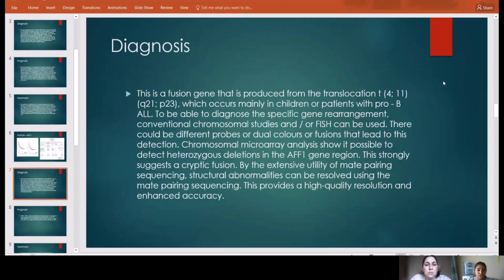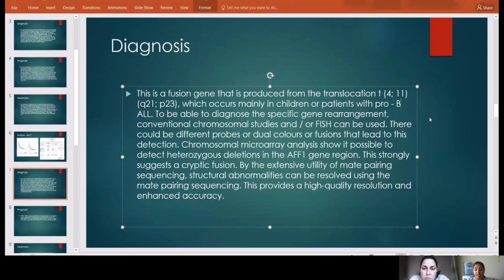This is a fusion gene that is produced from the translocation with chromosomes 4 and 11 involved. It occurs mainly in children or patients with pro-BL. To be able to diagnose the specific gene arrangement, conventional chromosomal studies of fluorescence in situ hybridization can be used. They could be different colors, probes, or dual colors or fusions that lead to this detection.